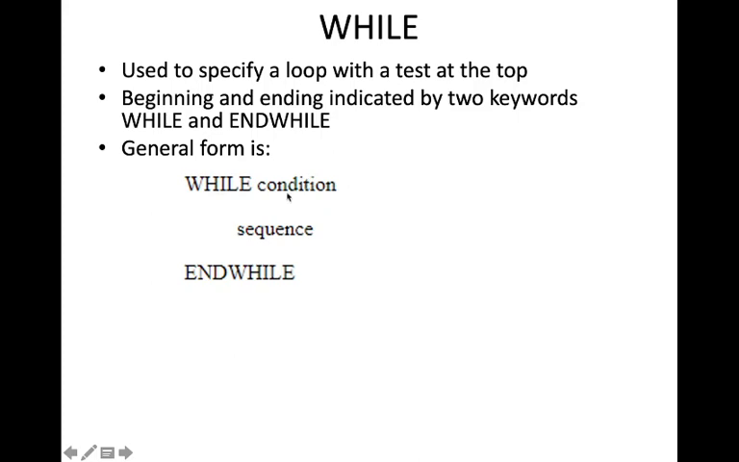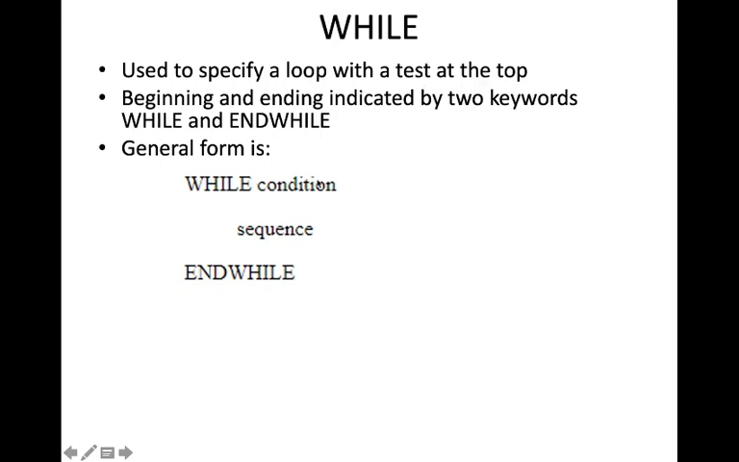While, you can write some condition, some sequence. Sequence means a statement, a single statement or a set of statements, and end while. So end while means you have to end this thing. So while you will check some condition here. That is why we have specified here: it is used to specify a loop with a test at the top.